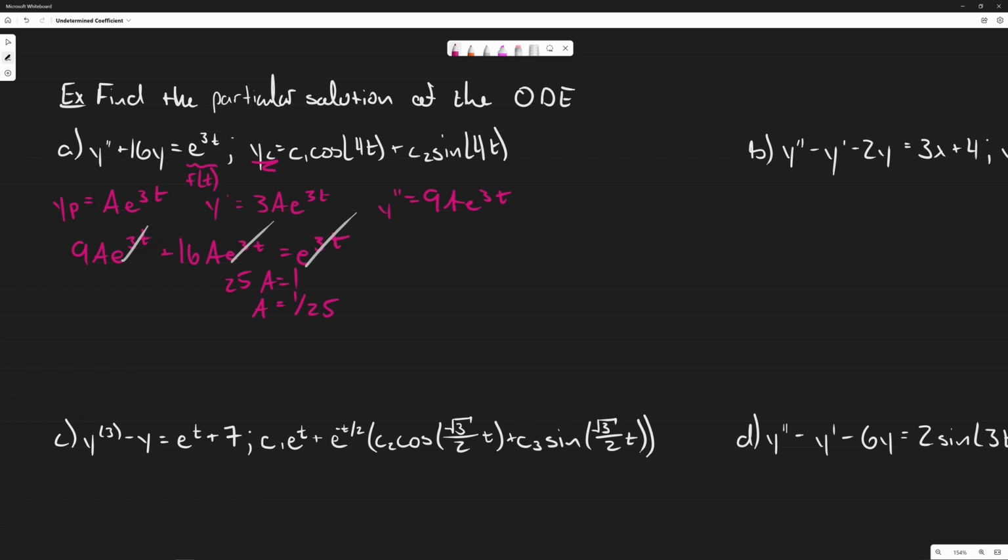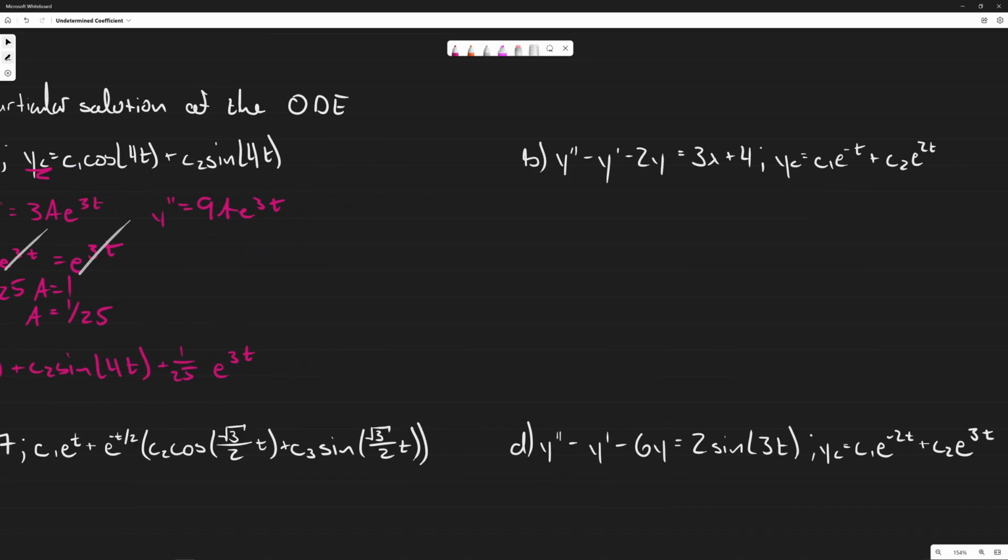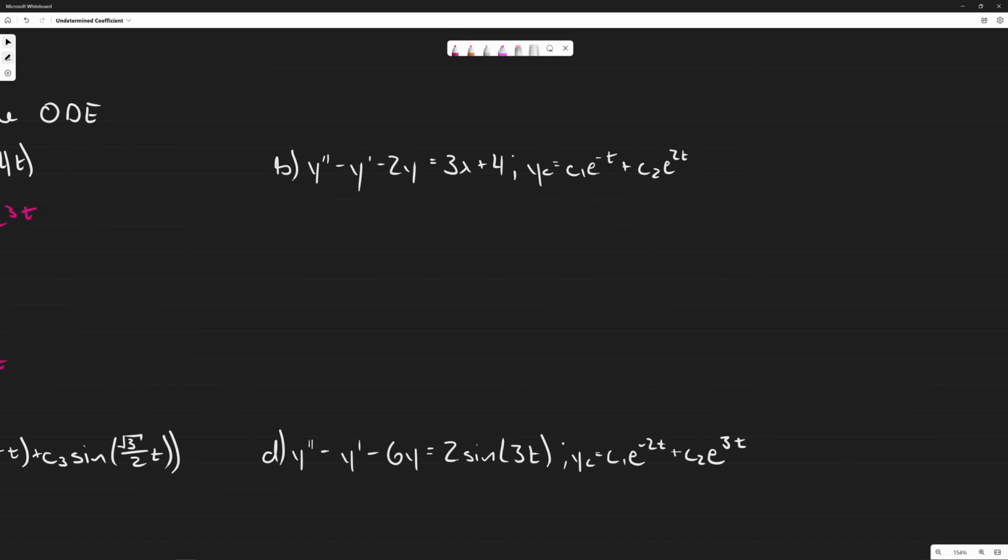So now our general solution to this ODE will be the homogeneous portion, c1 cosine of 4t plus c2 sine of 4t, plus 1 over 25 e to the 3t. So this wasn't so bad. Let's move on to the next example.